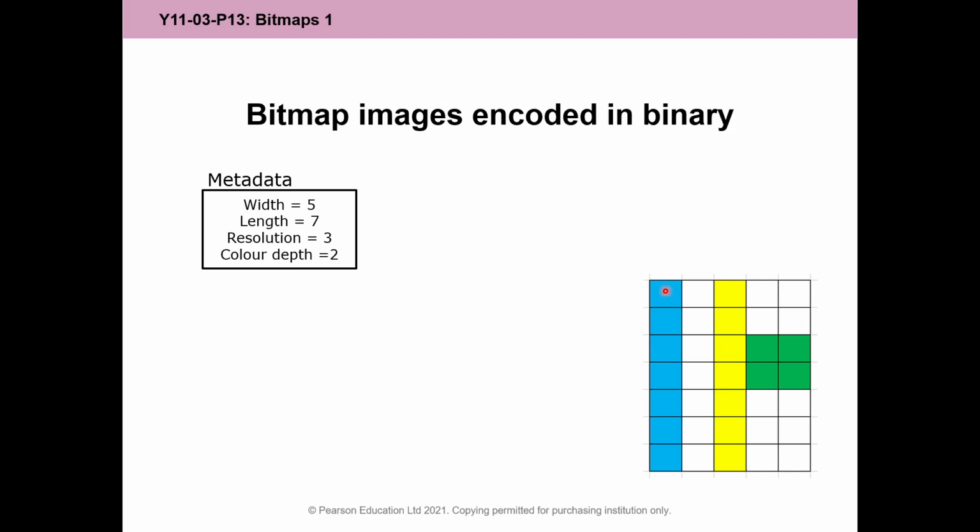As well as the actual data, like 0, 0, 0, 1, 1, 0, we're going to need some metadata here so that the computer knows how to interpret that data, as in how wide and how long, how tall it is. And then the color depth, as in how many bits per pixel. I've deliberately not defined this. So what do we think the resolution actually means?